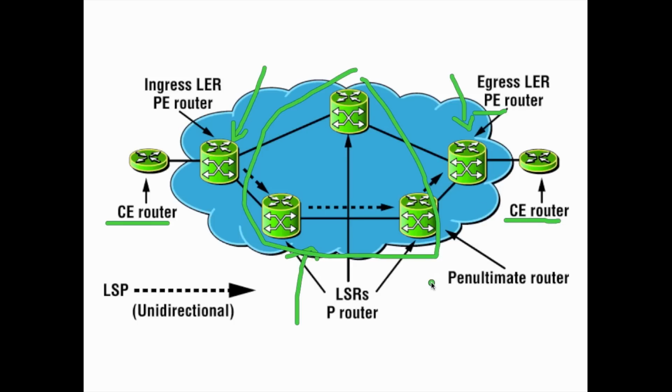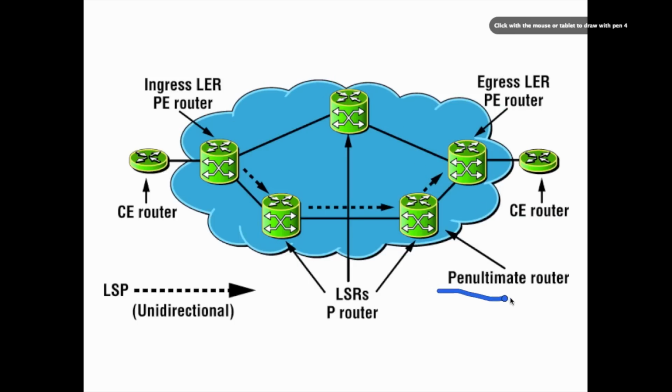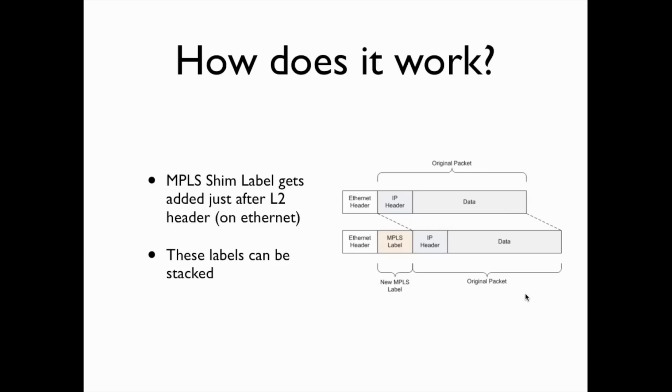One other interesting thing of pointing out is this guy here. If the packet's being forwarded from this router to this router, the router before last in our MPLS network is called the penultimate router. He's got a special role to play, we'll come to that later. So, how does this MPLS stuff work? Well, basically, we're just going to chuck a tag, or a new label, what's called a shim label, just after the Ethernet frame if it's an Ethernet MPLS network.